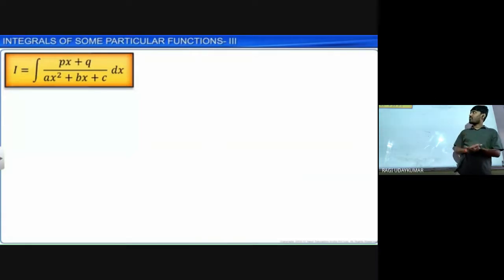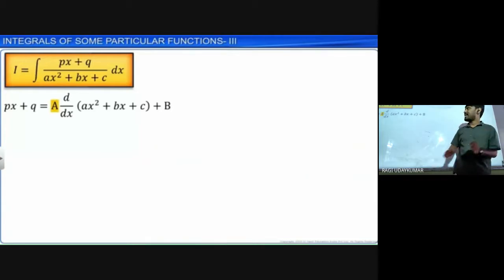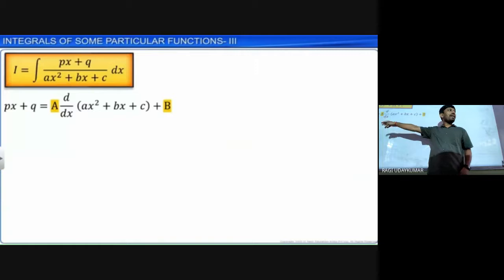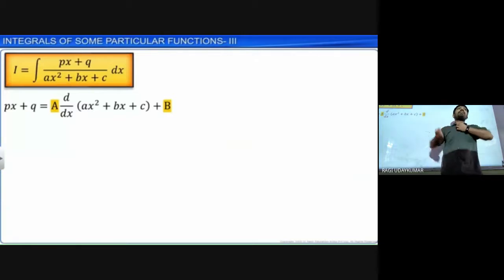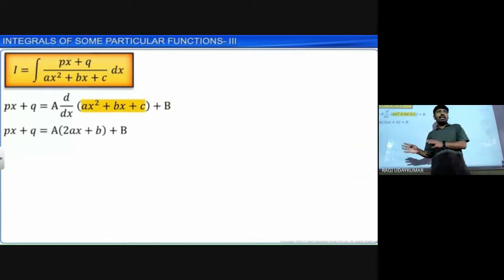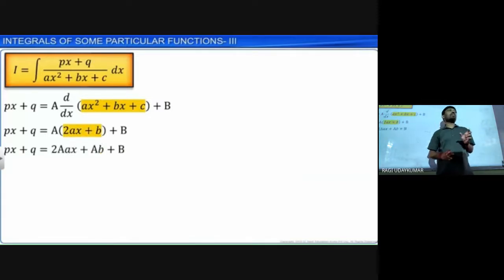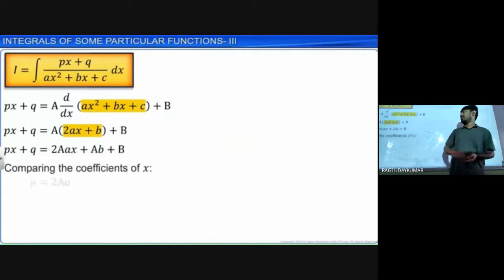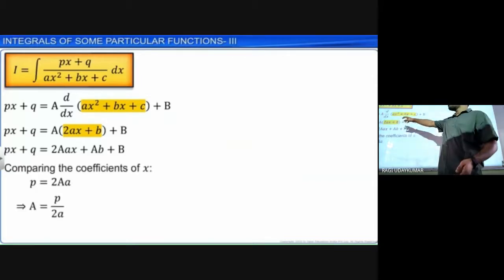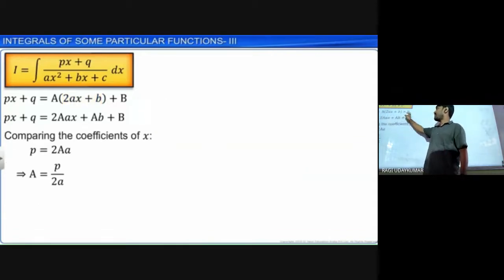Whenever this type of question is given to you, the numerator px plus q, you need to consider as A into the differentiation of the denominator plus B. Here variables are there, that's why you may get confused a little bit, but if numbers are given without variables, the problem becomes easy. So px plus q equals A times d by dx of ax square plus bx plus c, which is 2ax plus b, plus B.